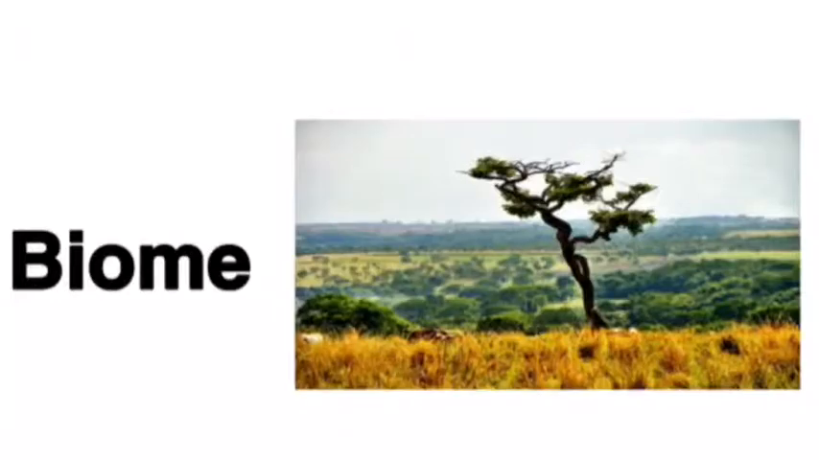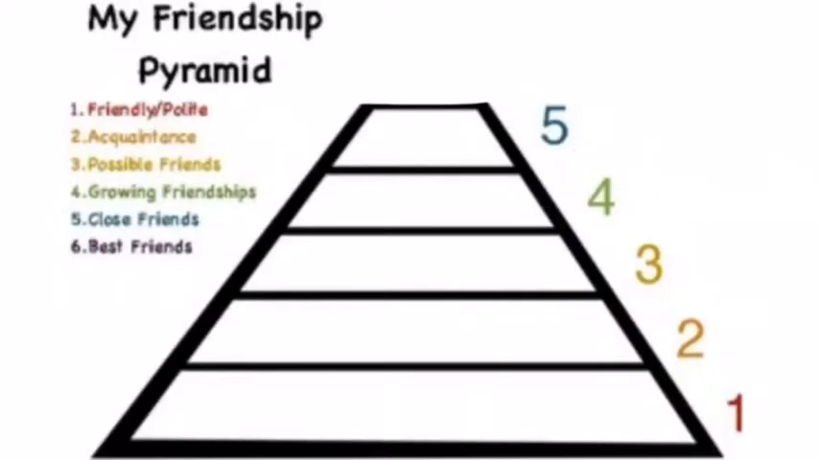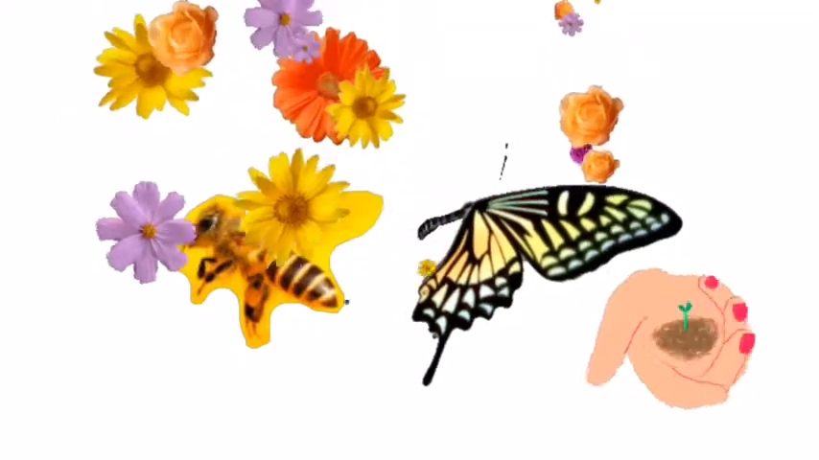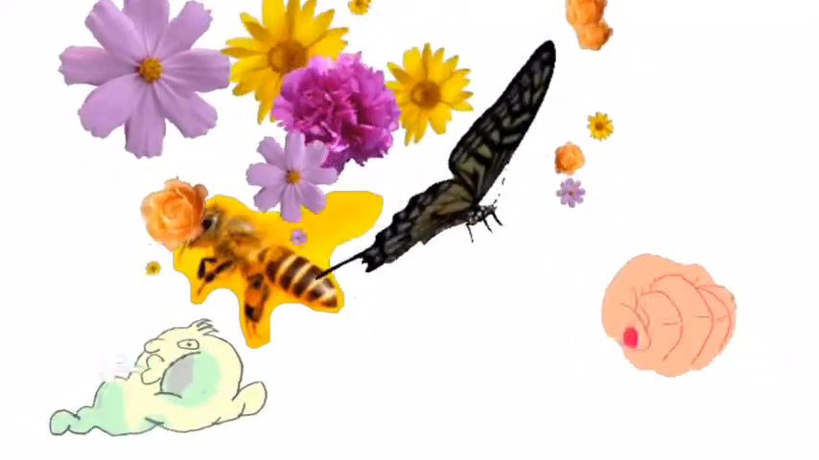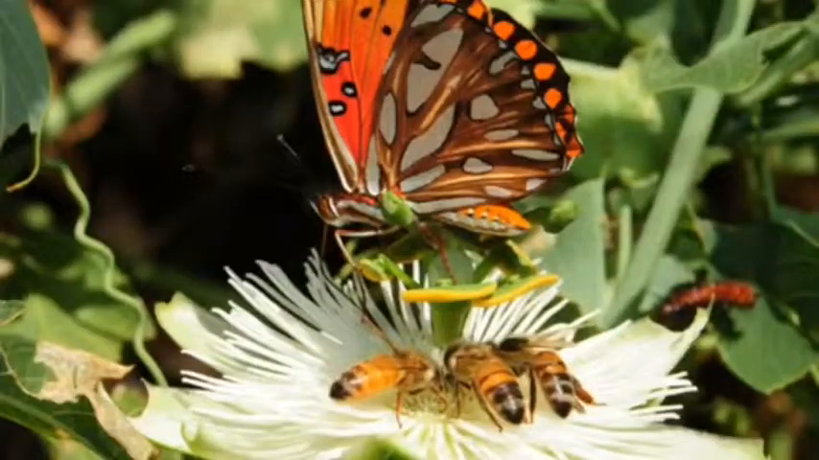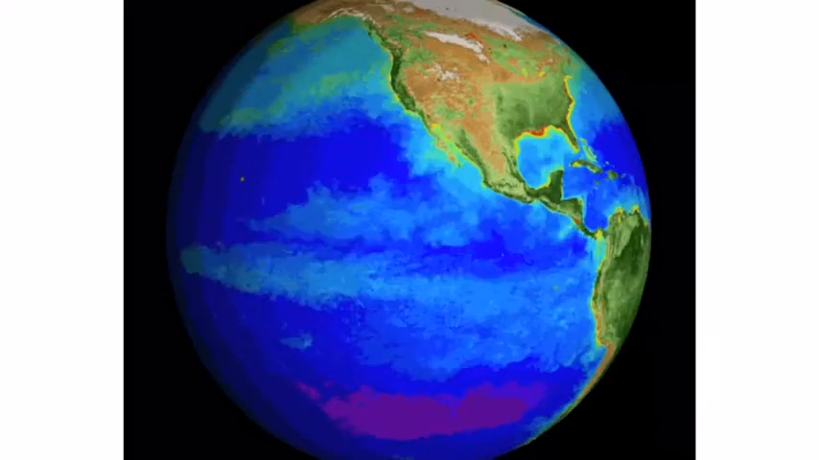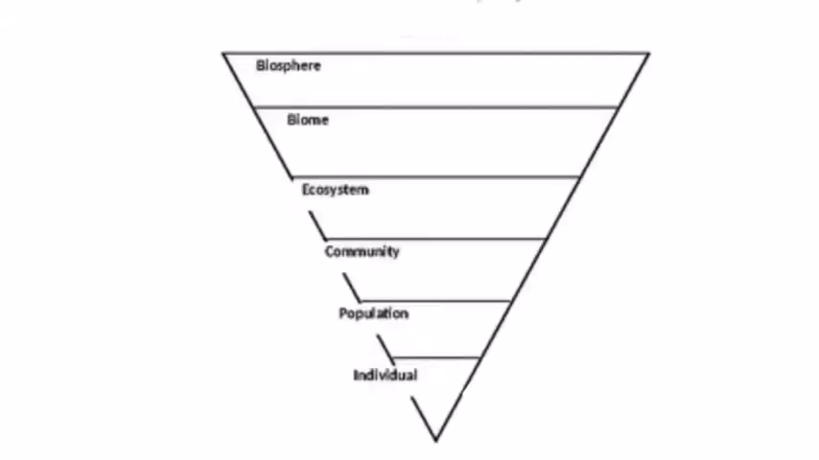These distinct components form the biome, which is the next level. Here the honeybees, butterflies, flowers, soil, and air constitute the temperate grassland biome. On a larger scale, all the biomes, ecosystems, communities, populations, and individuals establish the biosphere. Thus, the biosphere is the last level.